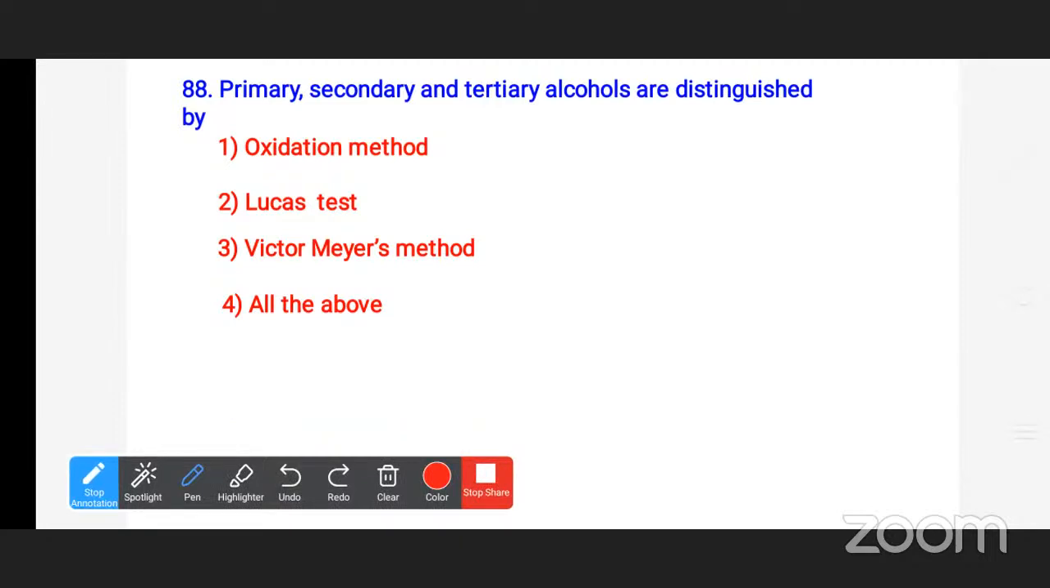What is the Victor Meyer test? To distinguish between primary, secondary, tertiary alcohol: Lucas reagent, oxidation method with copper, Victor Meyer test. So all three are right options. Number one, oxidation method to identify primary, secondary, and tertiary alcohol. Number two, Lucas test also. And number three, Victor Meyer's method. So all of the above is the right option.